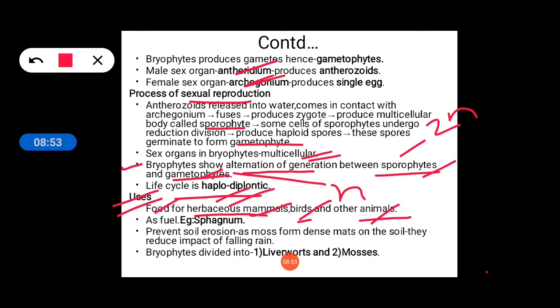As fuel, for example sphagnum. This example is very important. Bryophytes are used as fuel. This bryophyte, for example sphagnum, is used as a fuel.